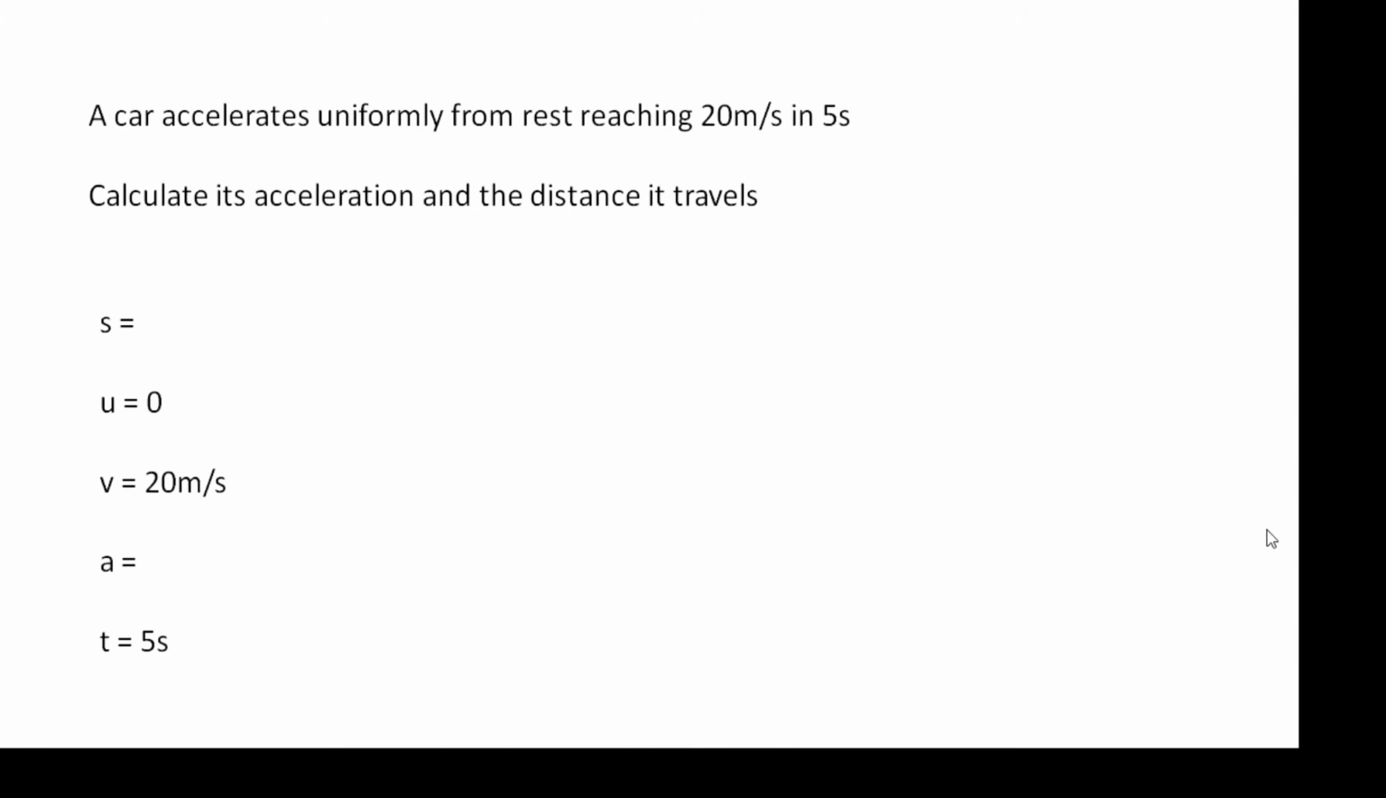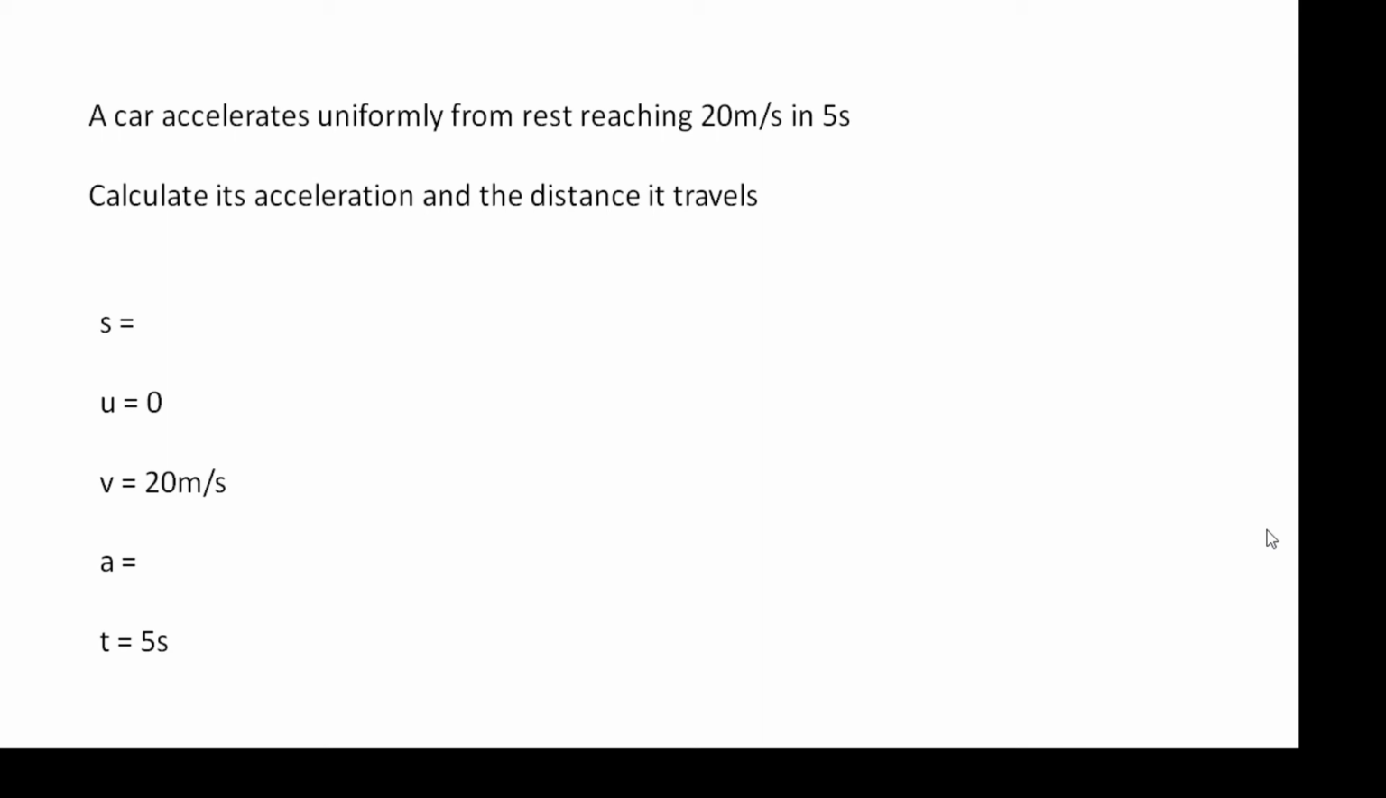Let's have a go at some examples. We'll do this one together. A car accelerates uniformly from rest, reaching 20 meters per second in 5 seconds. Calculate its acceleration and the distance it travels. If you're starting off doing these, I recommend you do it methodically. Write SUVAT as a list, and then put all the information that we know next to each letter. So we don't know S, we know U equals 0, we know the final velocity is 20, we don't know the acceleration, and we know the time is 5 seconds.